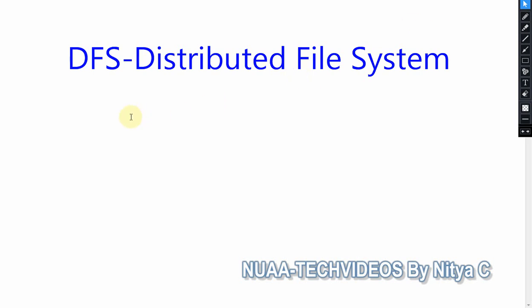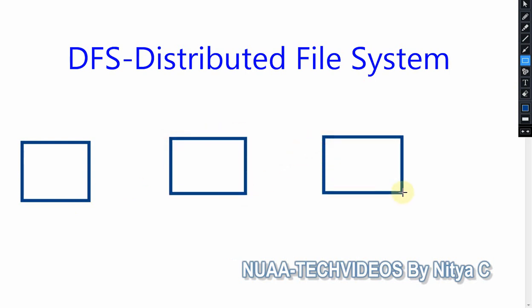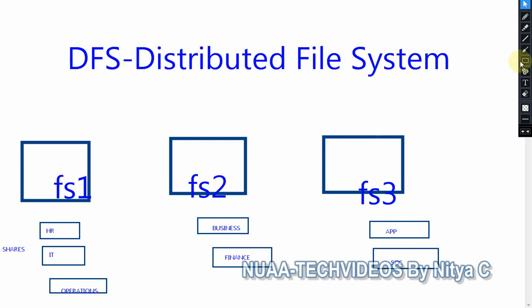So let's understand with the demonstration. Let me show you. We have three file servers present in our infra. The first one is file server 1, the second is file server 2, and the third is file server 3. On file server 1 we have three shares, belonging to HR, IT, and operations.